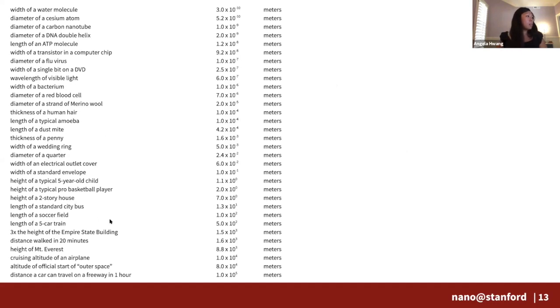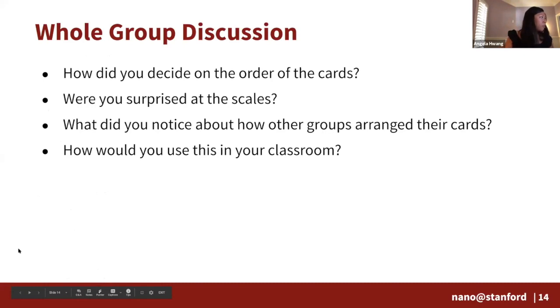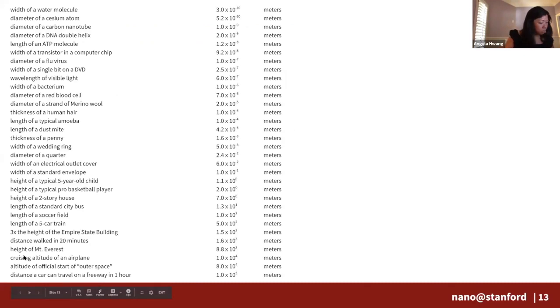I think one of the largest things was actually a distance a car can travel. We don't have a lot of these cards, so we're having to go through them. I think some of them are missing. So, height of Mount Everest. I think we're missing some cards for some reason. But I think the highest is the official start of outer space, and the smallest is the diameter of cesium atoms. So that is the span.